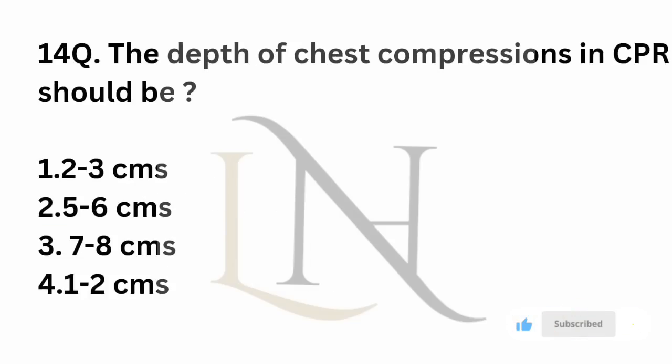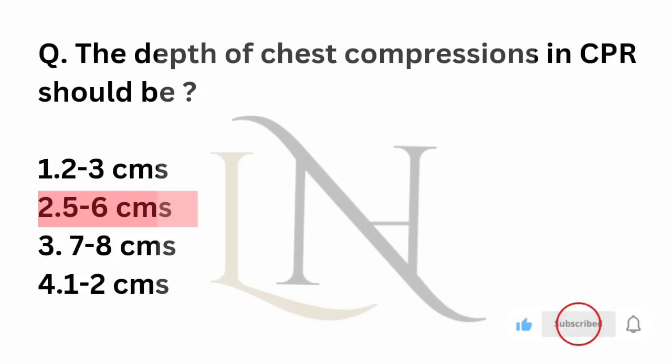The depth of chest compressions in cardiopulmonary resuscitation should be option 1 2 to 3 centimeters, option 2 5 to 6 centimeters, option 3 7 to 8 centimeters, option 4 1 to 2 centimeters. Answer is option 2, 5 to 6 centimeters depth of chest compressions in CPR.